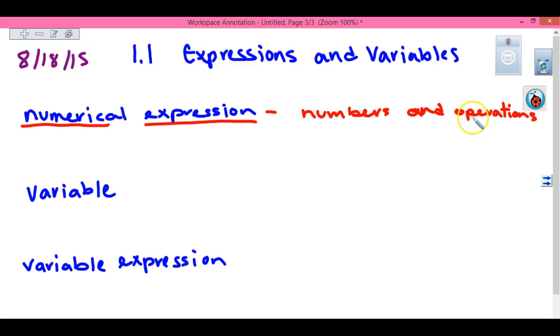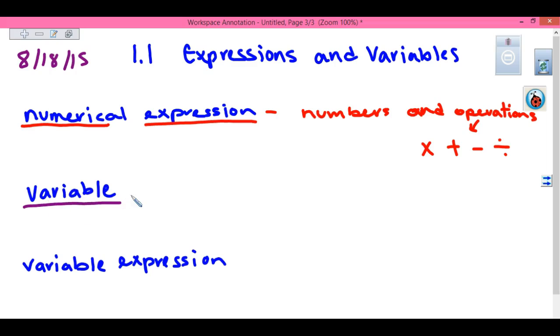What are the four basic operations in math? Multiplication, addition, subtraction, division. Yes.